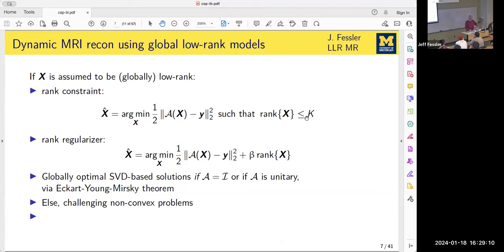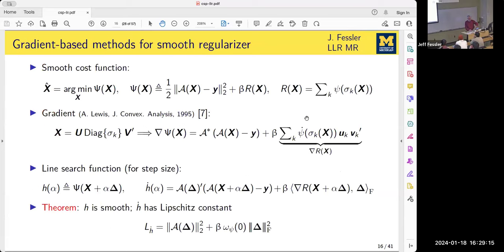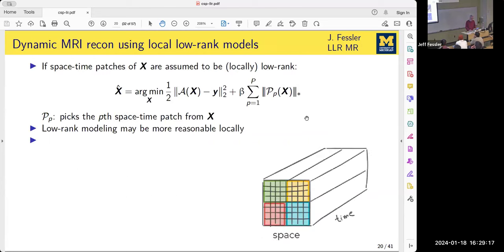So instead of putting this kind of constraint on every patch, I add them all up in this sum that I've shown you. I'm not saying any one patch has to be low rank. I'm saying the sum of the nuclear norms of all of them should be small, and how small depends on this regularization parameter beta. That gives different patches the opportunity to have a larger set of singular values, and others have smaller. I'd like to hope that the question you're asking is built into the fact that I've made this a sum rather than a patch-wise constraint.